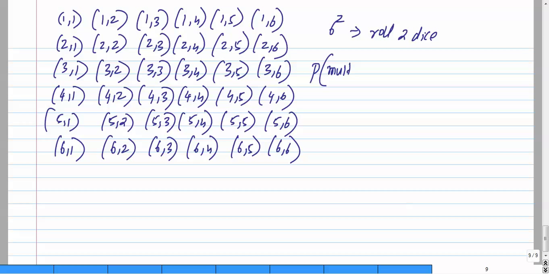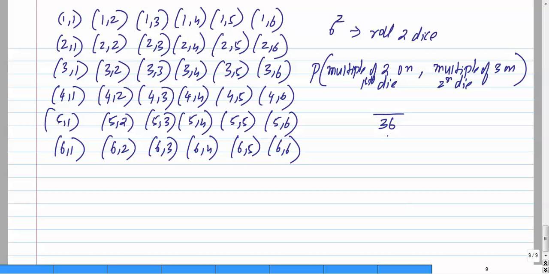multiple of 2 on the first die and a multiple of 3 on the second die. As usual, let me write the denominator as 36. I am not going to disturb this denominator because the total outcomes are 36.